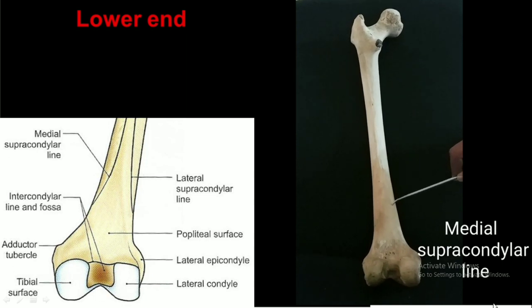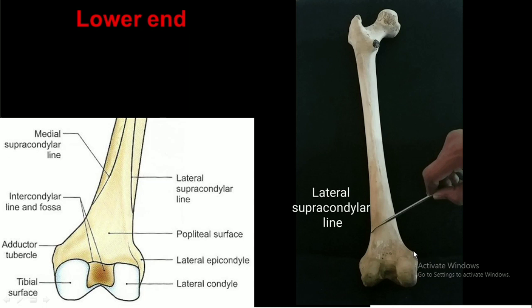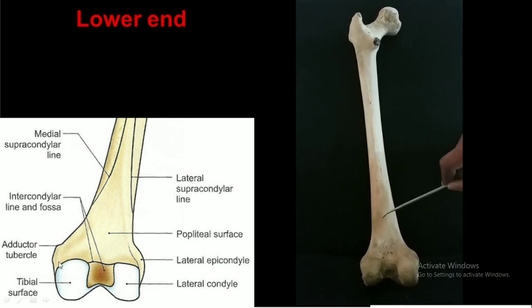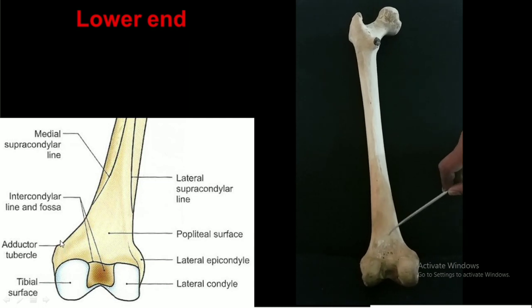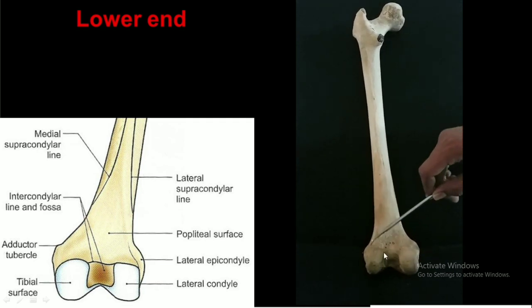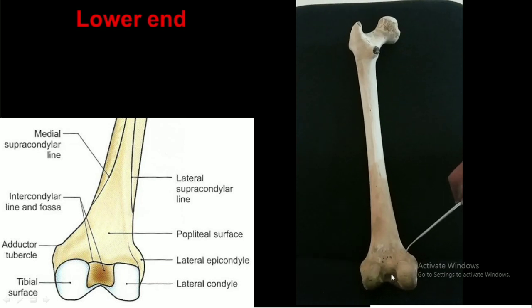Okay, one feature that you have to note is the adductor tubercle over the medial condyle. So this is the medial condyle, this is the adductor tubercle, and this is the intercondylar fossa. This is called intercondylar fossa.